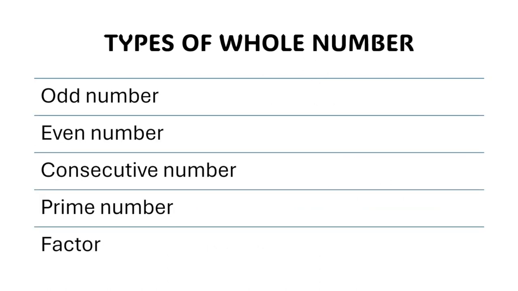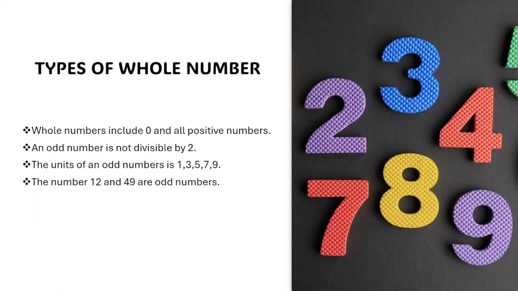We come here. We got also odd numbers, even numbers. So we got different stuff here, okay? And the whole numbers include zero and all positive numbers, okay? So here I'm talking about the whole numbers. They include zero and all positive numbers.